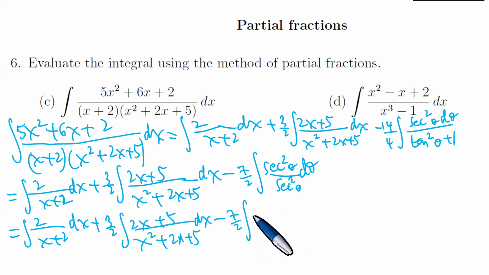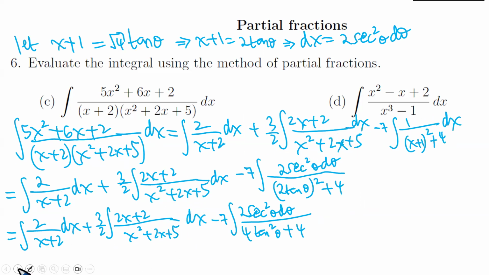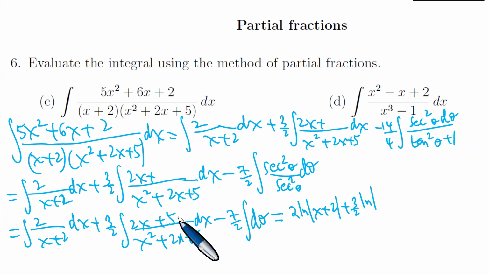And then this one here is exactly what? It's exactly d theta because the secant squared over secant squared is 1. Let us perform the integration all at once. This gives us 2 the ln of x plus 2, plus 3 over 2 the ln of x squared plus 2x plus 5. If you find the derivative of this, it becomes 2x plus 2, so that's the ln, if you let u be this. And then minus 7 out of 2 theta plus c.